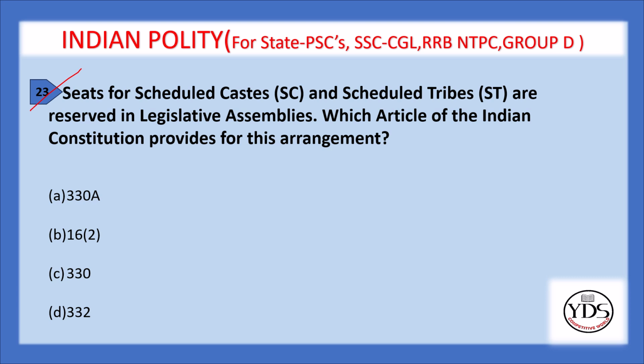Question number 23. Seats for scheduled castes and scheduled tribes are reserved in the legislative assemblies. Which article of the Indian Constitution provides for this arrangement? Option A 330A, option B 16(2), option C 330, option D 332. Option D. Article 332 is the correct answer.